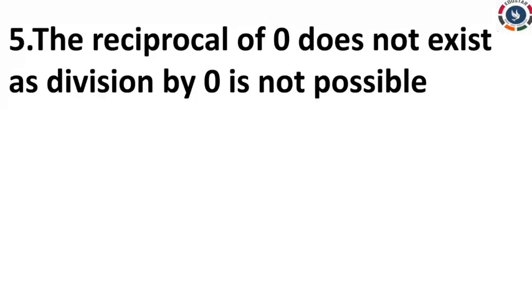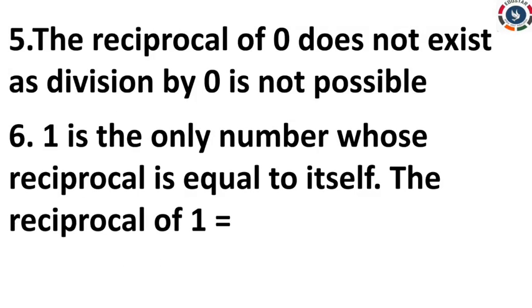5. The reciprocal of 0 does not exist, as division by 0 is not possible. Number 6. 1 is the only number whose reciprocal is equal to itself. The reciprocal of 1 is 1 by 1, so we'll get one as the answer.